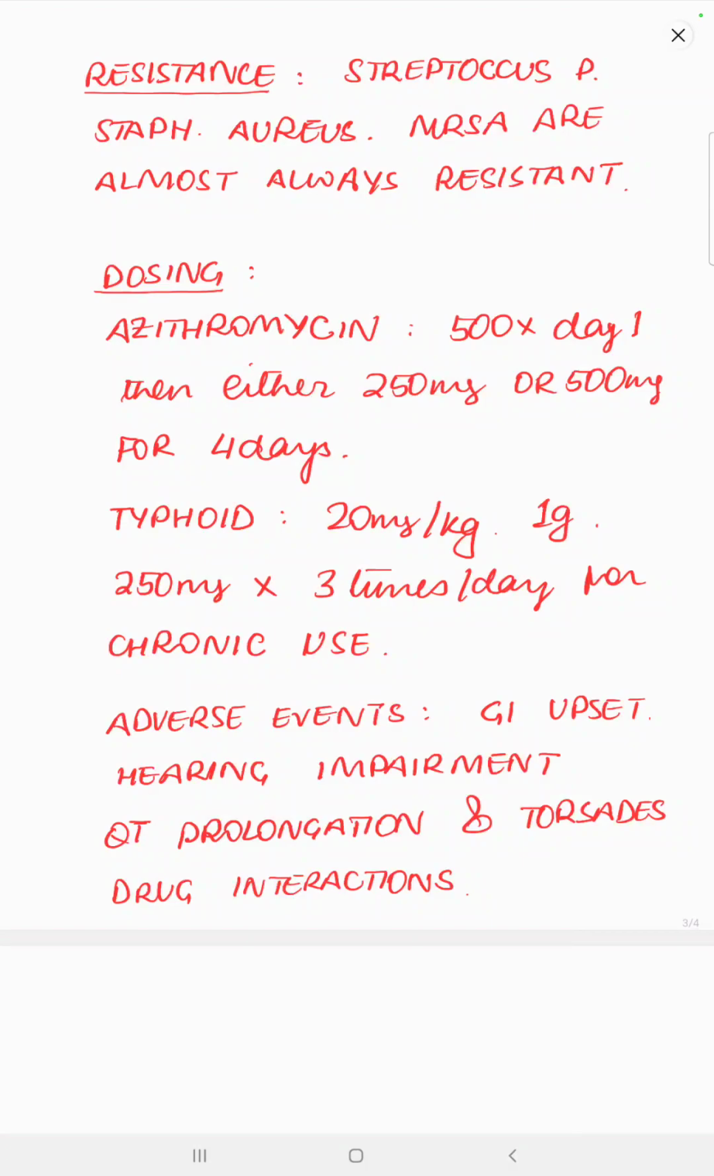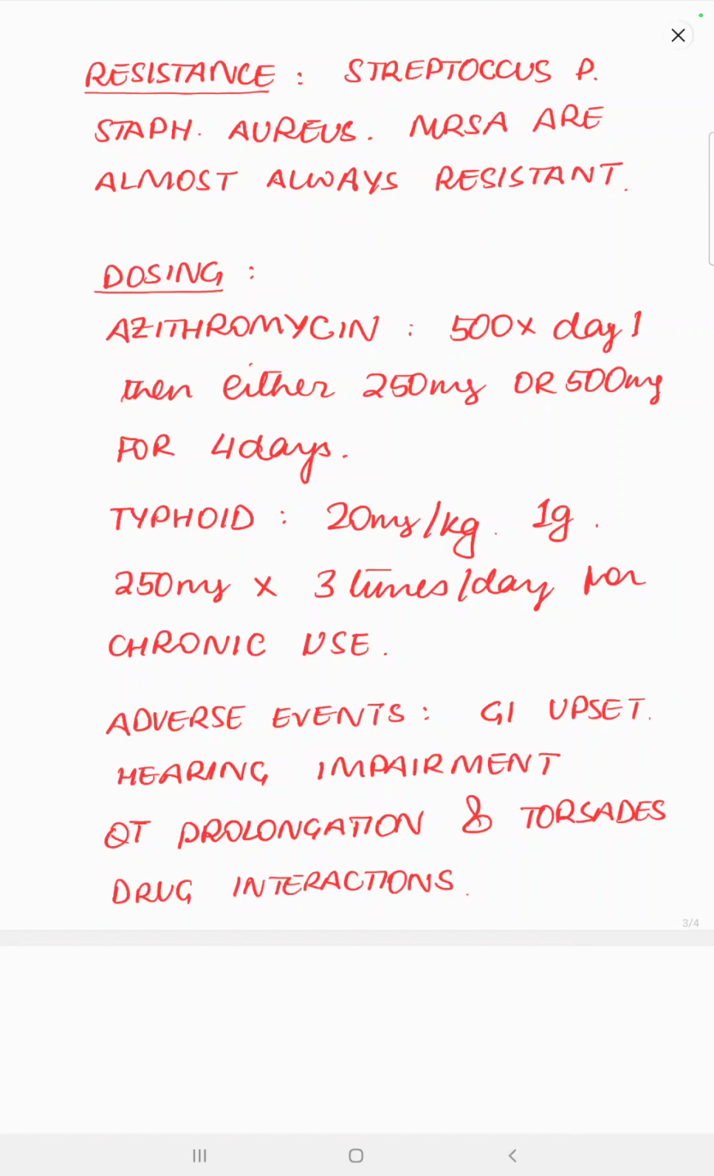It can be used as a monotherapy, or actually it can be used in combination with the cephalosporin. So there is data about the combination therapy of cefixime with azithromycin. For chronic use, the usual dose of azithromycin is 250 milligrams 3 times per week for 6 months or beyond.